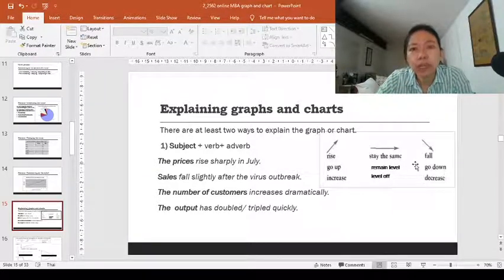All the verbs here will be followed by adverbs like sharply, slightly, dramatically, quickly to explain how the price rises or how the sales fall. So let's look at an example together. We're going to do a mini exercise together.